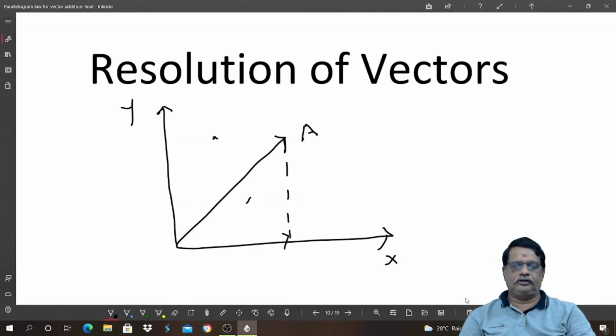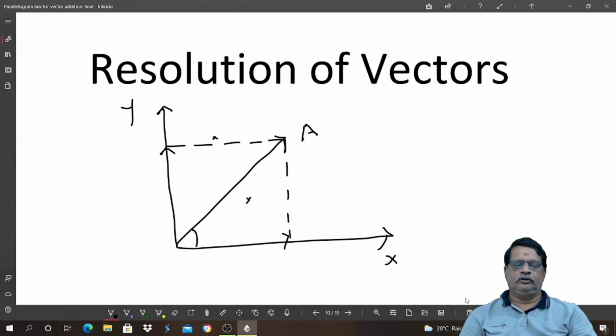Similarly, if you place the torch somewhere here and switch it on, you will get the projection of the same vector onto the y-axis, which we assume to be another screen. So these shadows are nothing but the projections of the vector onto the x and the y-axis. And they are also called the components. And this process of splitting the vector is called the resolution of the vector.